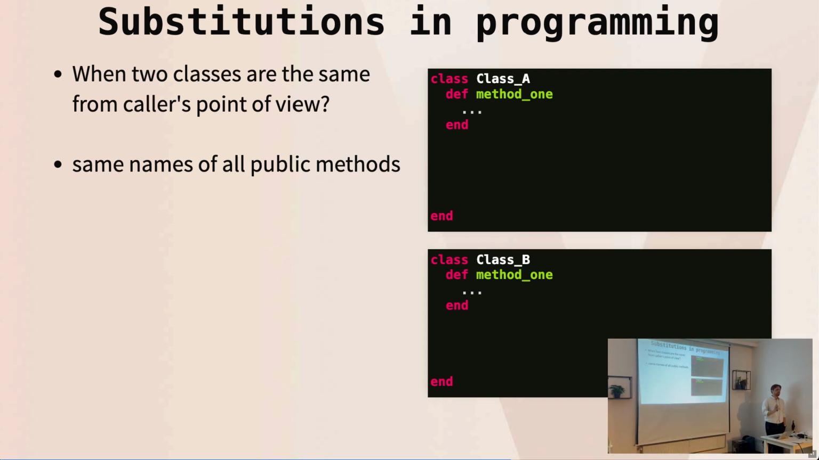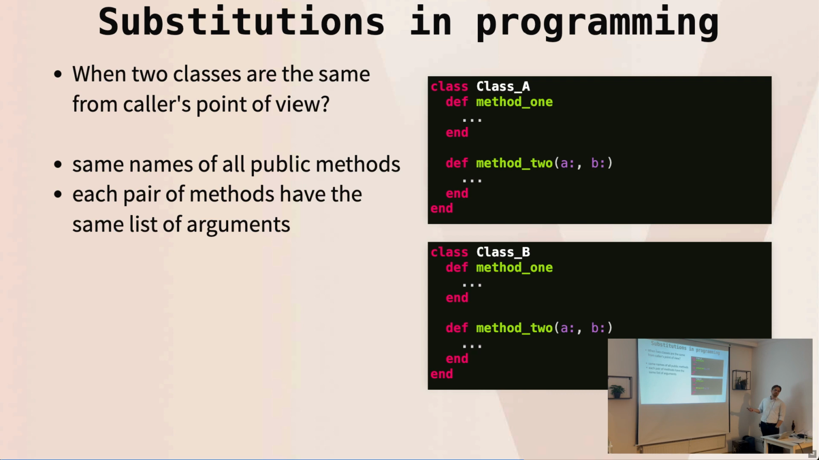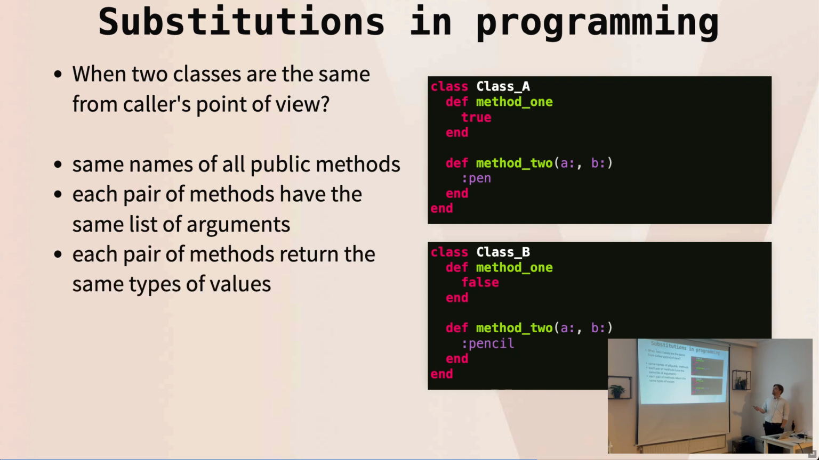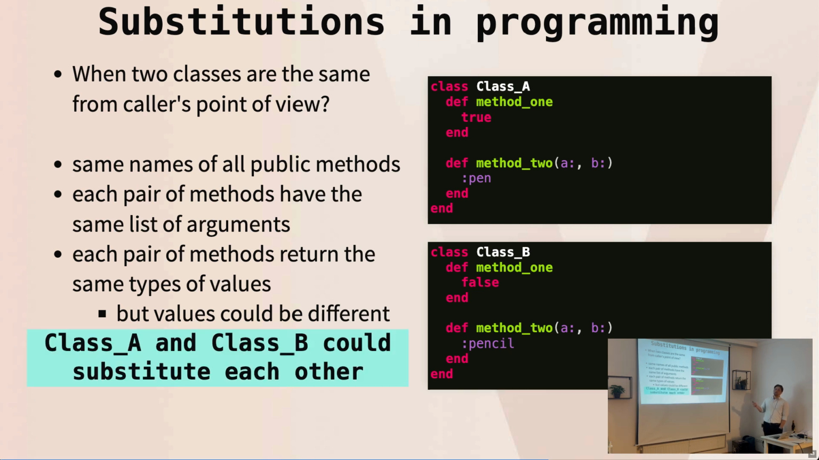So in general, I'm trying to explain an interface. We have the same methods with the same names. Sorry, each pair of methods has the same set of arguments. It is also important that the methods return the same type of result, but it is not required to return the same value. They could return something else. It's up to us. In this case, we can call those classes substitutable. They are a substitute of each other.